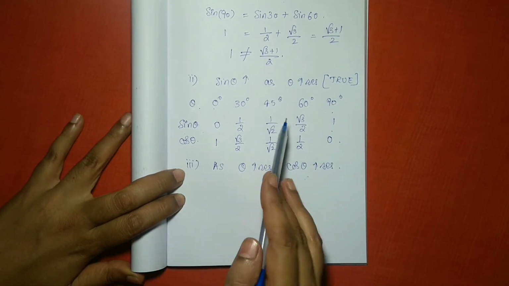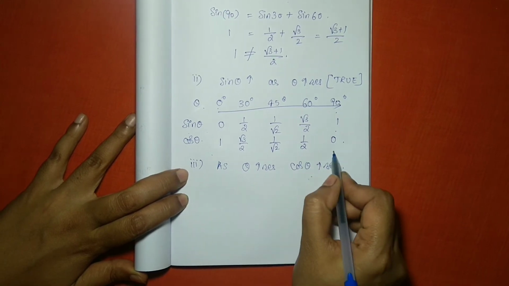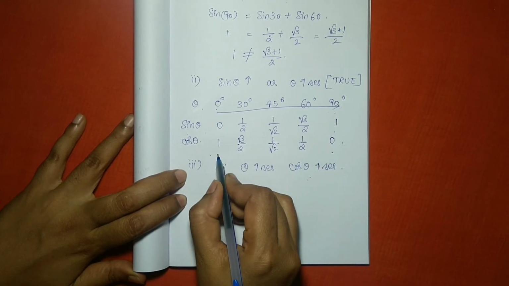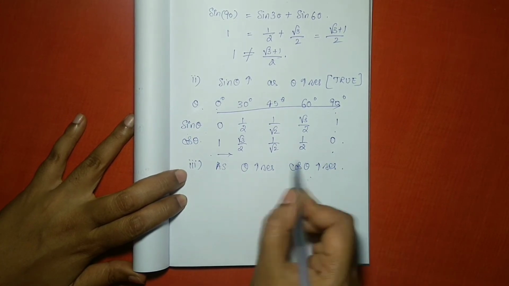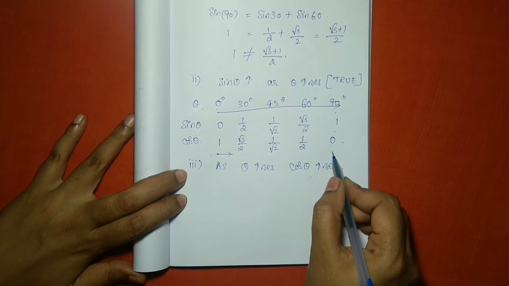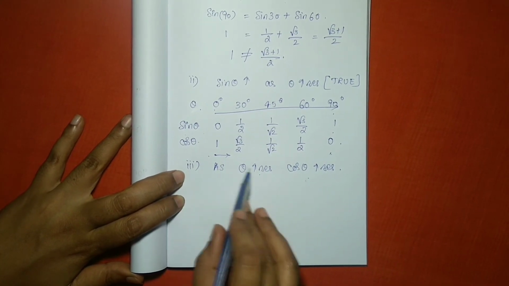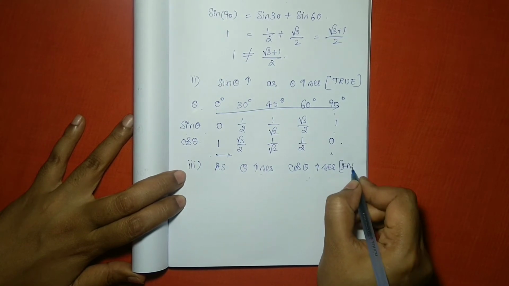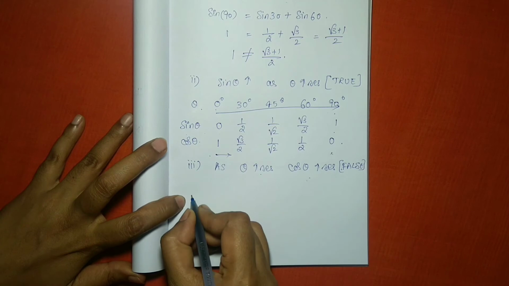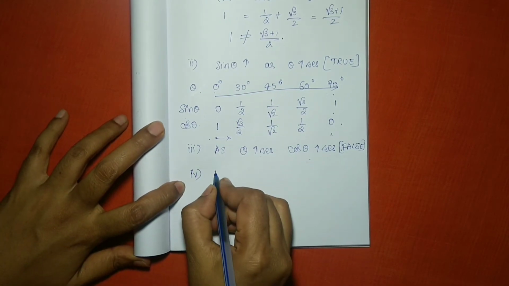So as theta value is increasing from 0 to 90 degree, cos theta value is decreasing from 1 to 0. It is decreasing. The value keeps on decreasing starting from 1 to 0. So it is in the opposite way. So as theta value increases, cos theta value is decreasing. It's not increasing. So the given statement is false here. Then the fourth statement says like this.